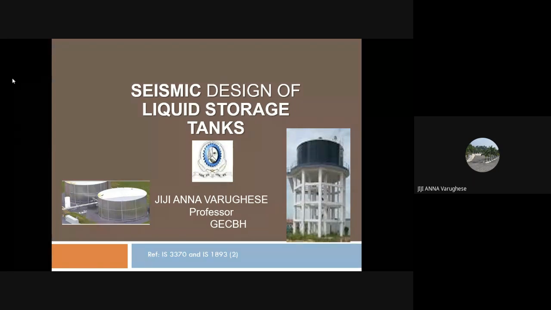In the last 3-4 days, you were listening to recent advances in engineering seismology, earthquake resistant design, construction practices, vibration control, etc. And the concepts which you have learned during these sessions will be applied to the design of a very important civil engineering structure, which is a water tank. In this title slide, I have included 2 photographs. The left one is that of a ground supported tank, and the right one is that of an elevated water tank. This presentation is prepared with reference to IS 3370 and IS 1893, both part 1 and part 2 provisions are included.